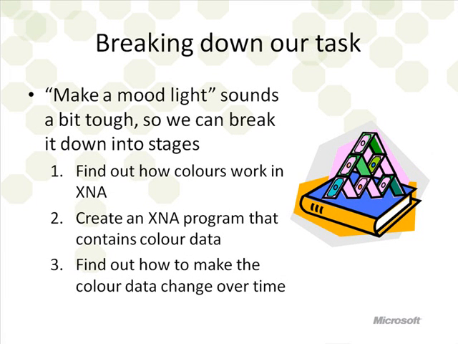I don't like doing things that are tough. It sounds a bit hard. Standard programming technique is basically to knock your program down into a series of smaller jobs and then do each one and work through. So we're going to take 3 steps to get to our mood light. We're going to find out how colors work in the XNA environment. We're going to make an XNA program that contains color data, and having done that, then we're going to make the data change over time, and that should, if we do it right, make the colors change over time as well. So the first thing we have to do really is find out how the colors work.